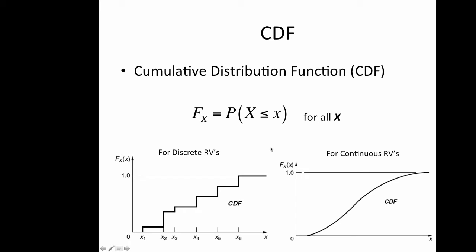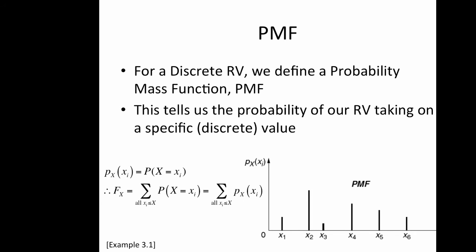Now let's take into account the discrete random variable first. Another way to describe a discrete random variable is through what's called a probability mass function, or PMF. This tells us the probability of our random variable taking on a specific or discrete value. So that previous CDF had x1, 2, 3, 4, 5, 6. Well, if we plot up each of the individual probabilities rather than their sum, what we're plotting up is the PMF.